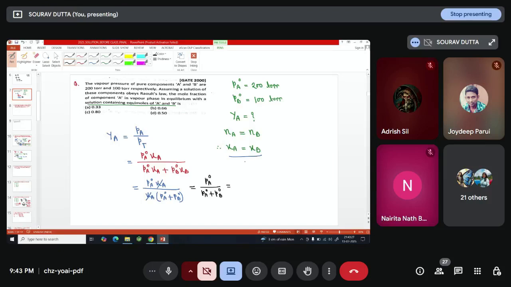Fine. PA naught is 200, PB naught is 100. So 200 by 300, that is 2 by 3, which is basically 0.67. So what will be your correct option? Option B is the correct answer. Very easy, just the application of Raoult's law. Next.